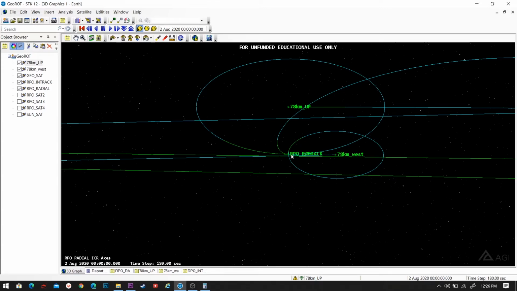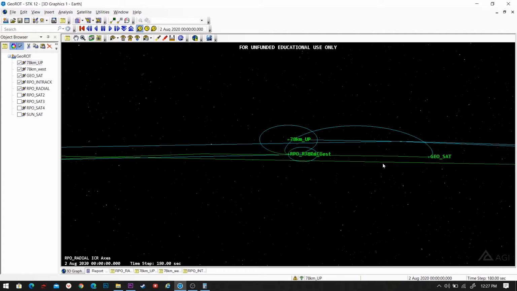But here, the radial burn can't change the semi-major axis, so it has now pushed our point of apparent motion 78 kilometers west of us. But very similar, we have taken our relative motion out of the satellite and moved it 78 kilometers.